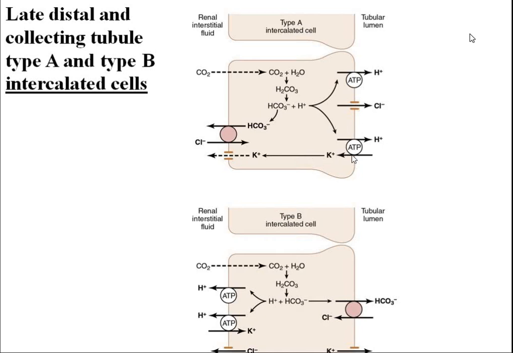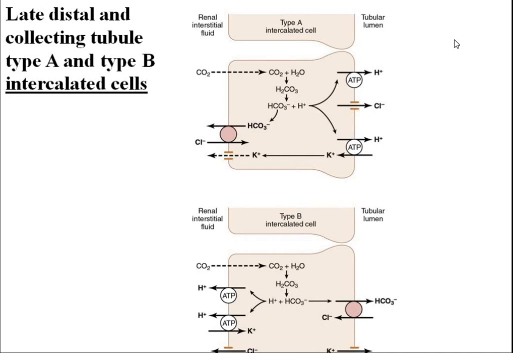So here, what is acting? Hydrogen potassium ATPase is there, and hydrogen is being secreted. On the other hand, in the intercalated cells, it's written here type A and type B. There are two types of intercalated cells. Type A cells help in secretion of hydrogen ions, while type B cells help in the secretion of bicarbonate ions. Now you can see how these cells are helpful in regulating acid-base balance.